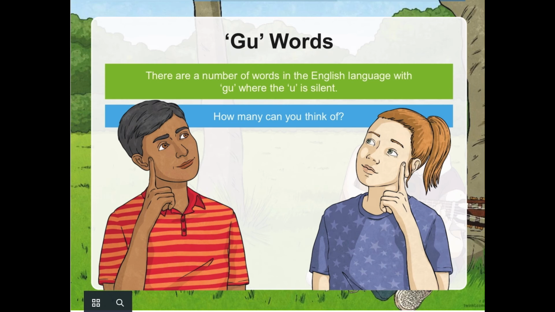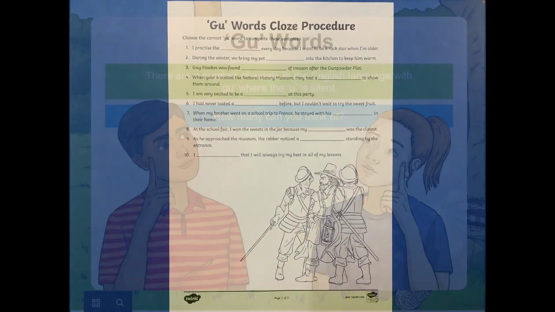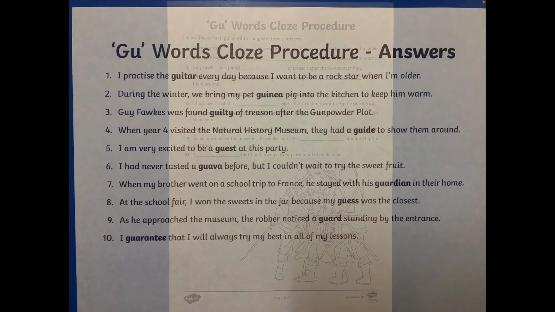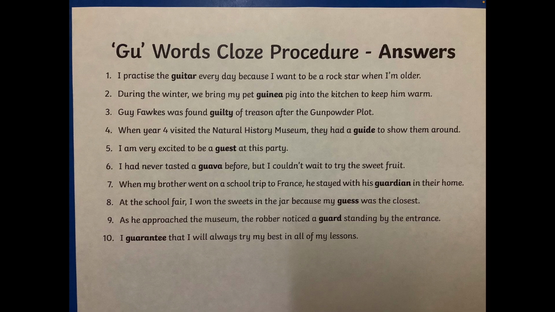How many can you think of? Try and write a list. Okay, have a read of these sentences and try and work out what GU word you need to use to complete the sentences. Pause the video and read them to yourself and have a think. Here are the answers. How did you get on?